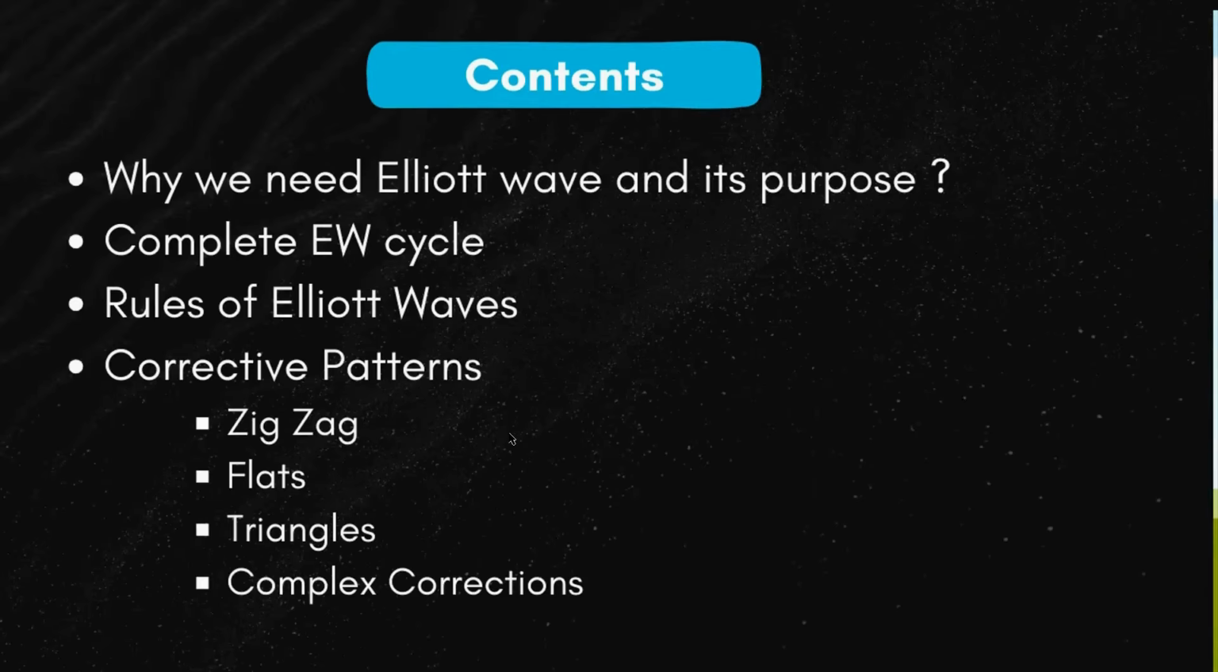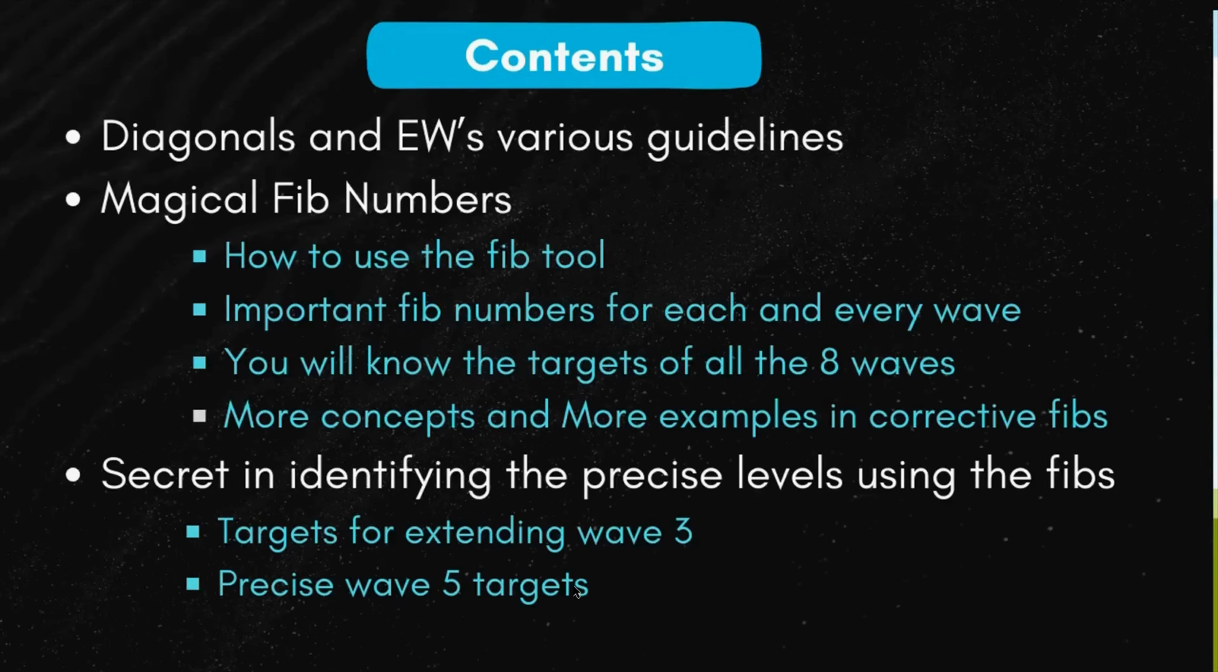So, in-depth analysis on corrective wave patterns like zigzags, flats, triangles and complex corrections. And the Elliott wave's unique patterns, diagonals, and all the guidelines of wave theory are explained with multiple real-life examples. Now we focus on the magical Fib numbers. We learn these Fib numbers in a very detailed way because they play a very important role.